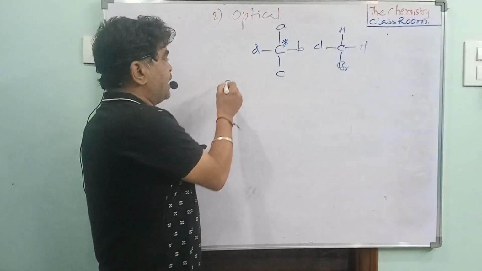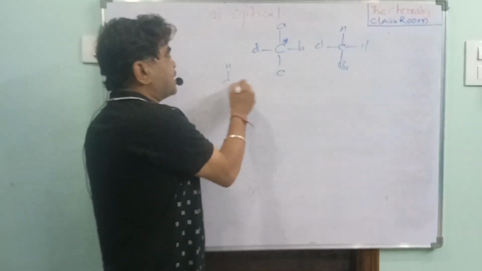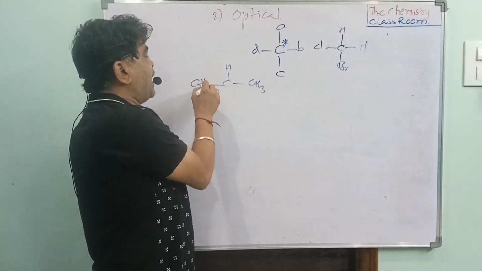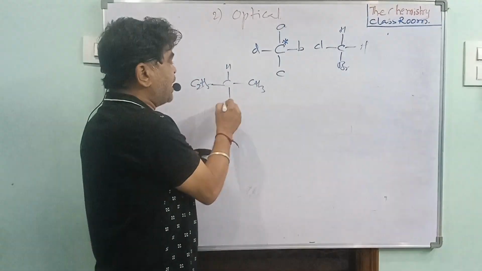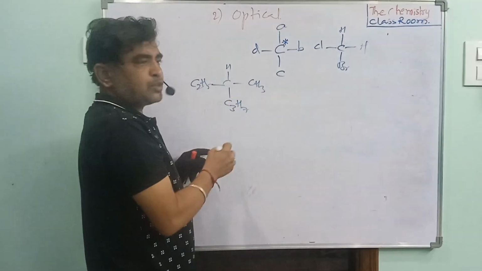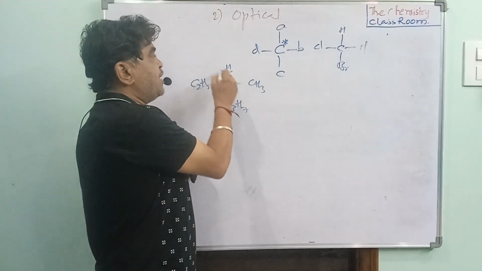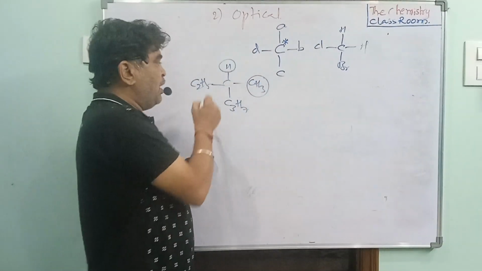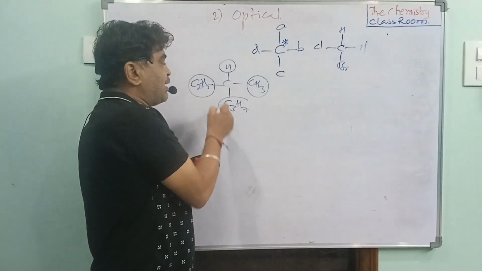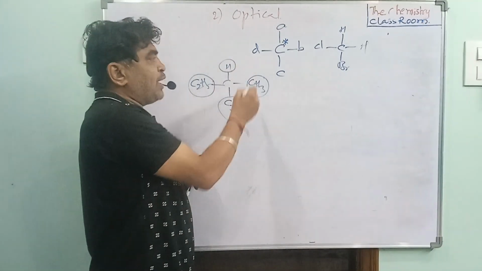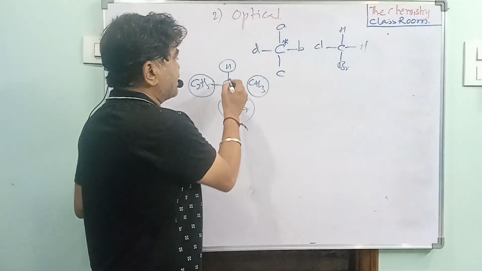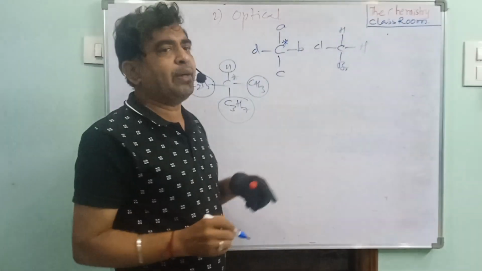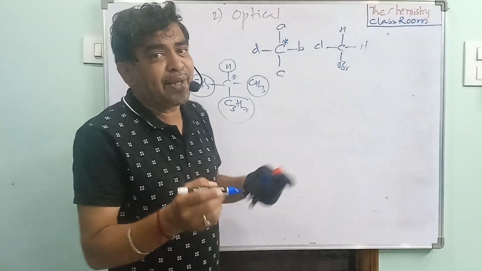One more example. This carbon is attached to hydrogen. On one side I am attaching a CH3 group, a methyl group. On another side, an ethyl group, C2H5. On another side, a propyl group. So this carbon has hydrogen, a methyl group, an ethyl group, and a propyl group. The four are different groups, so the carbon is called a chiral carbon, an asymmetric carbon, and it will perform optical isomerism.